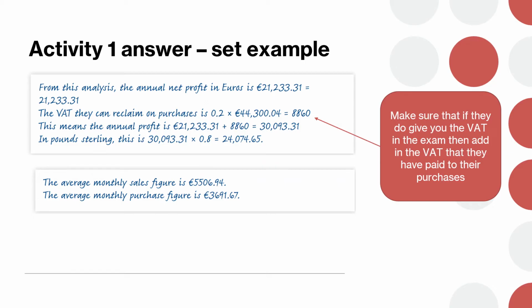And from the analysis and the calculations that they've done, it's been broken apart, and it says that from this analysis, the annual net profit in euros, then the VAT that they can reclaim on their purchases, it shows their annual profit, and then it shows it in pounds, because remember it says that they want to see it in pounds. So if they're giving you figures in euros, if they're telling you we want it in pounds, make sure that you remember to convert the figures from euros to pounds, or from whatever currency to pounds if they're asking for it. Then it gives you their average monthly sales figure and then their average monthly purchase figure.